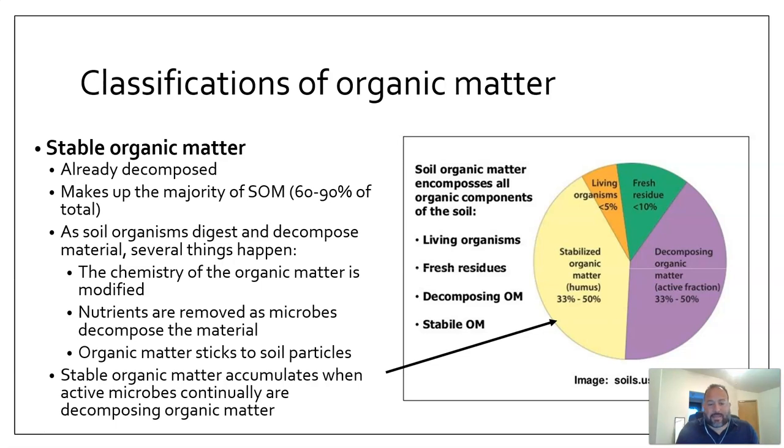The big thing is that stable organic matter accumulates when active microbes continually are decomposing organic matter. So when they are continually decomposing organic matter, you can just kind of start building up organic matter and building it up. And that's when everything's going good. We're going to talk about that in depth a little bit more later on as to why, when that's going good, it's good. But when it's not going good, it's actually pretty bad for the soil.